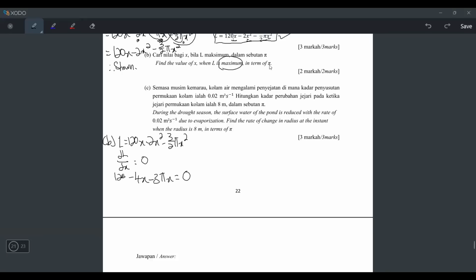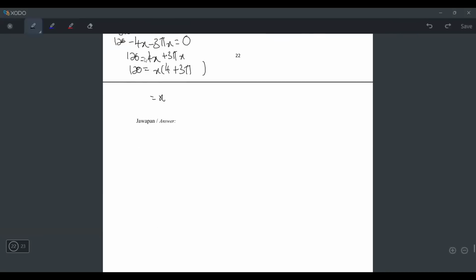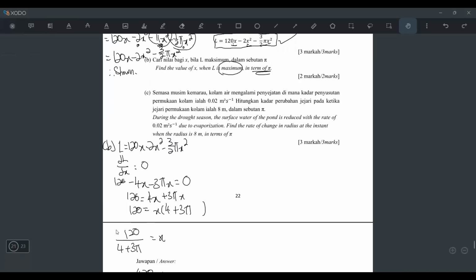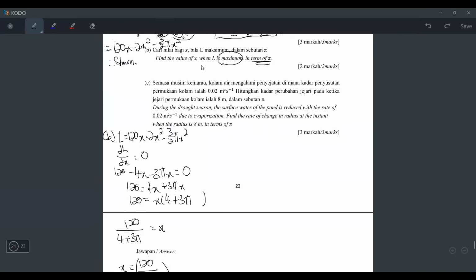But they say in terms of pi, right? So maybe I should make the x positive. So maybe like this, negative 4x moves over to become 4x, minus 3 becomes plus 3 pi x. And then factorize out the x, so it is left with 4 plus 3 pi, and then here is 120. And then x is equals to 120 divided by 4 plus 3 pi. Don't have to substitute the pi because they want in terms of pi. So the answer will be 120 over 4 plus 3 pi in brackets, centimeters. So that is the answer for B because they say find the value of x, right?